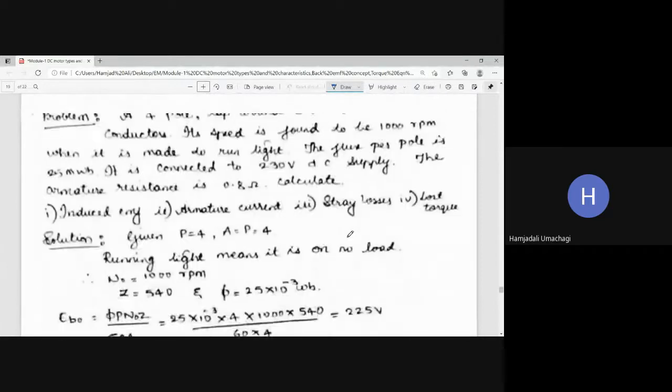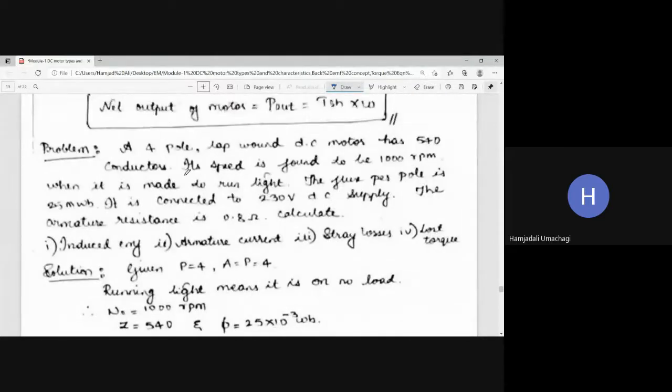A 4-pole lap wound DC motor. So here we have a 4-pole DC motor, which has the winding connected in lap fashion. The DC motor has 540 conductors. Its speed is 1000 RPM when it is made to run light, means without load. The flux per pole is 225 milliweber.